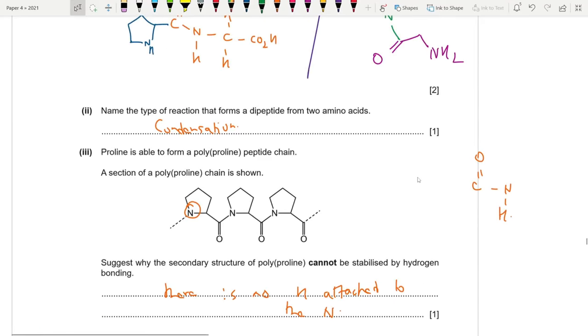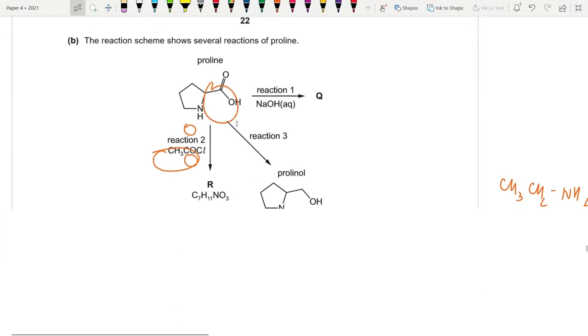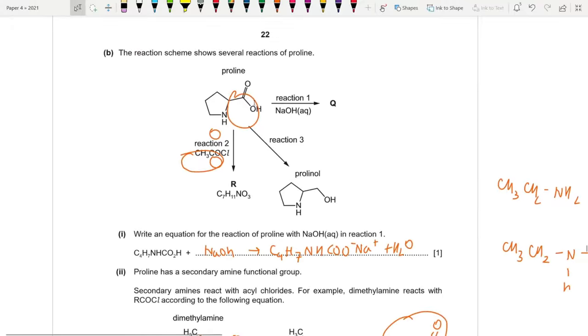By the way, there was an alternate option for this. You could also opt for substitution or addition-elimination, but just go for condensation is the better answer, right? Okay, let's go to part B.